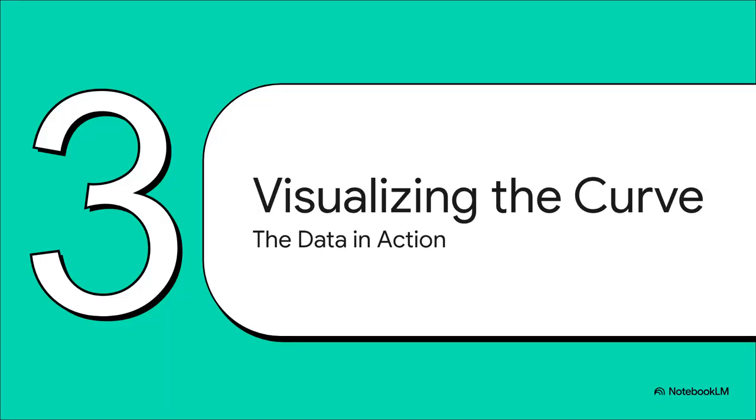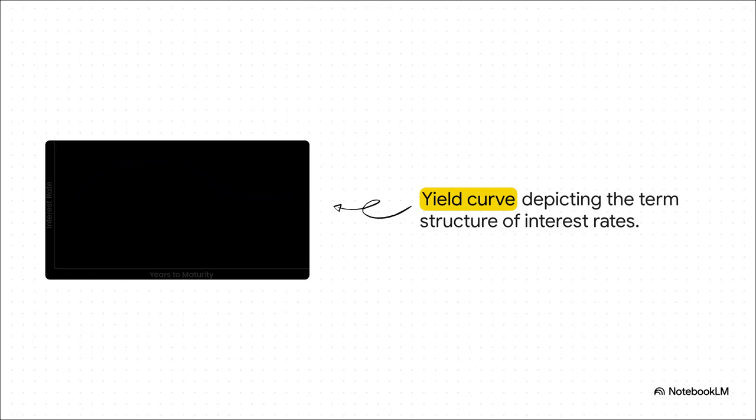Section 3. Visualizing the curve, the data in action. To actually track that tug-of-war we just talked about, professionals use the yield curve. And a yield curve is literally just the term structure drawn out on a graph. If you look at the bottom horizontal axis, that's the years to maturity, your wait time. And running up the side vertical axis is the interest rate, your reward. By plotting out the interest rates being offered for various timeframes, from just a few months out to 30 years into the future, we get this incredibly clear visual snapshot of exactly what the market is pricing in for the cost of borrowing capital over time.